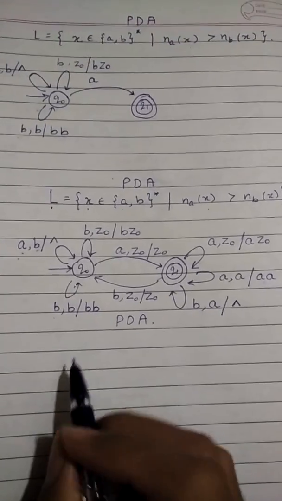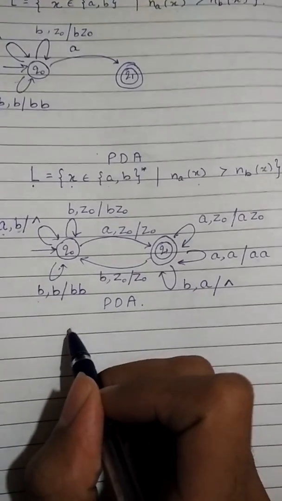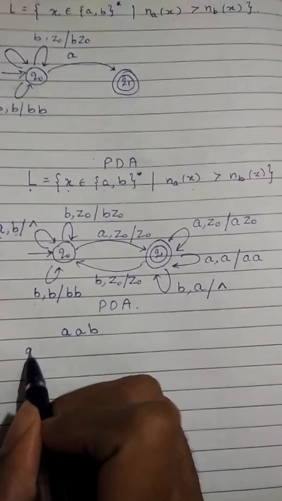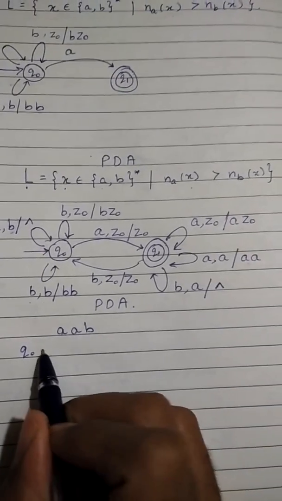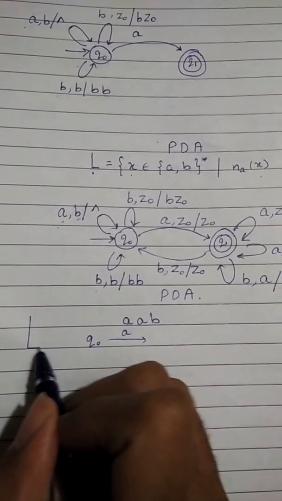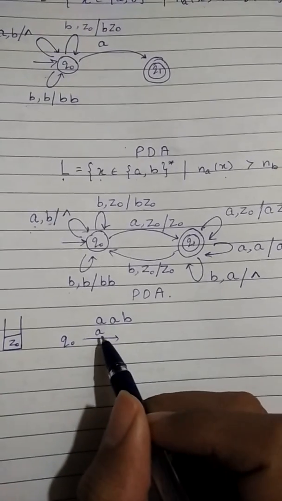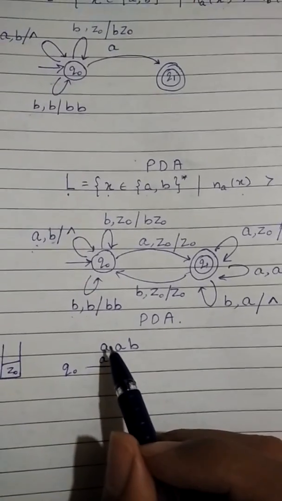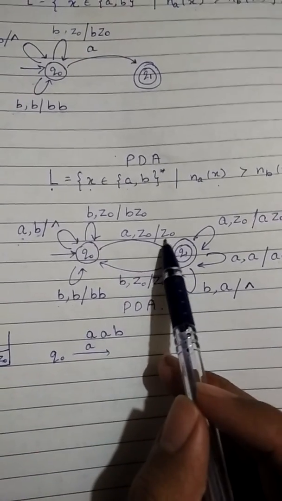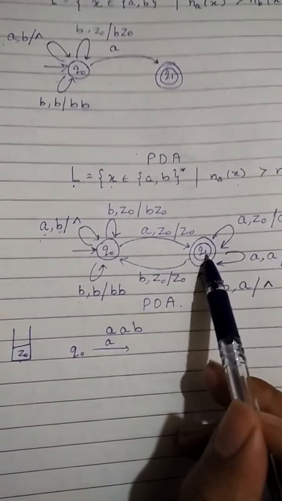Let's understand it by taking an example. Let us assume the string aab. Initially we are at state Q0, and we'll make our stack Z0. First we get an a. We look at the transition: we are getting a, Z0. So our stack remains Z0 here and we'll go on to Q1.